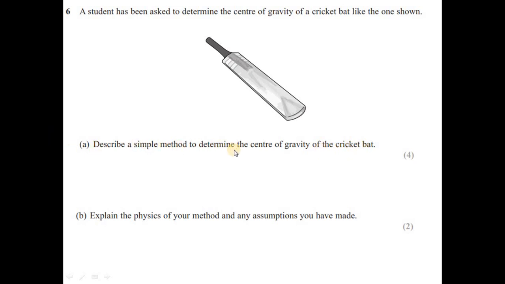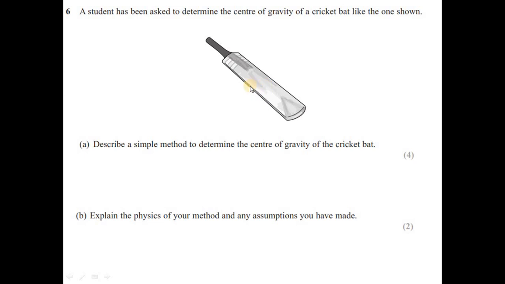A simple method to determine the center of gravity is we need to balance the given object, in this case the bat, on some sharp edge or knife. Generally it is a pivot. So we try to balance the bat on some pivot.